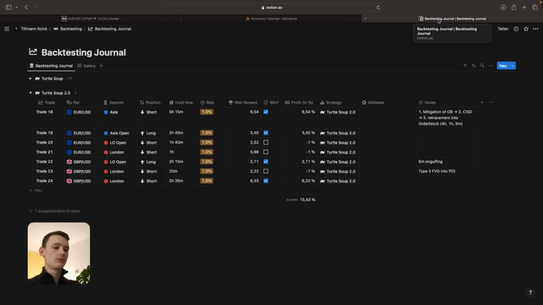And last but not least, we have Notion, which is a website mostly known for boosting your productivity and time management, but it can also be used for boosting your trading performance. And over the last couple of months, I've been creating a trading journal, which allows me to eliminate errors by collecting data like win rate, holding time, session traded, risk-reward ratio, and many more.